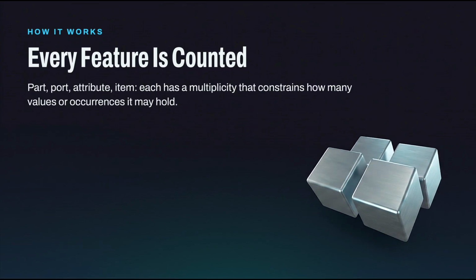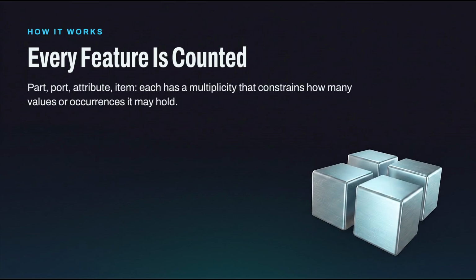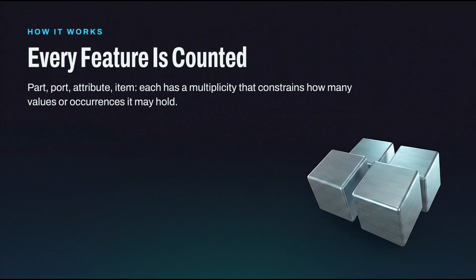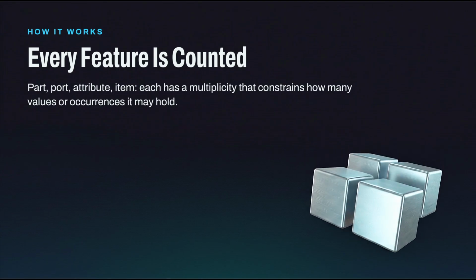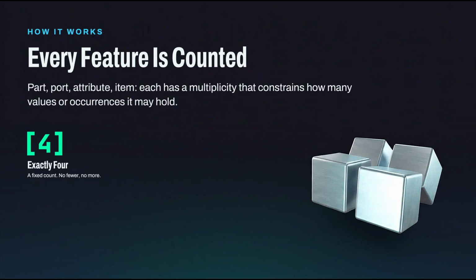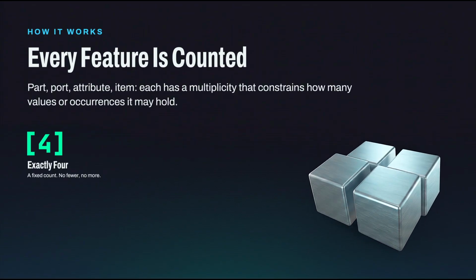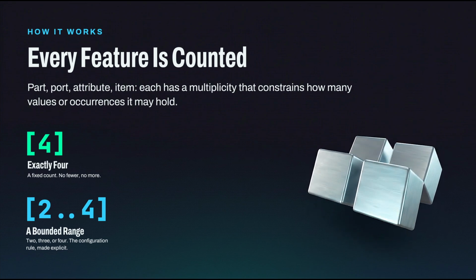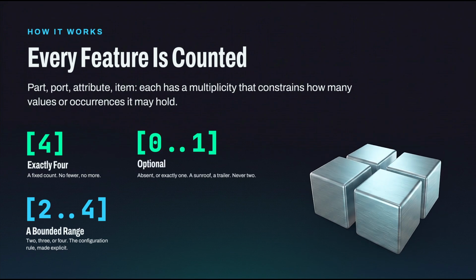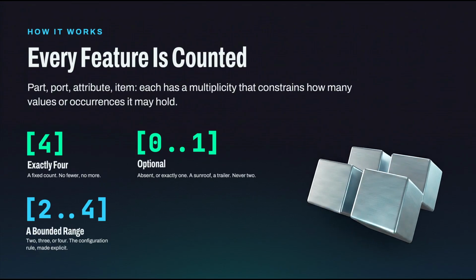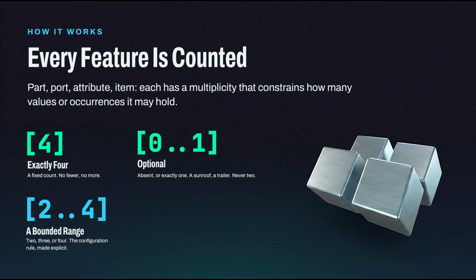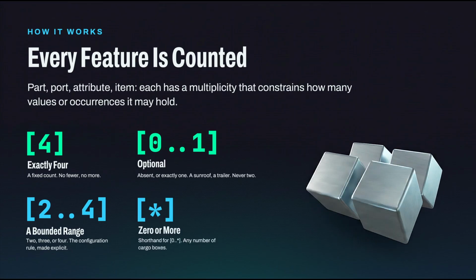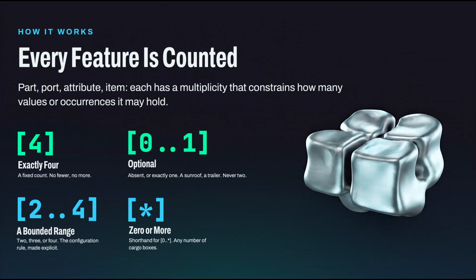Every feature, including a part, port, attribute, or item, has a multiplicity. It constrains the number of values or occurrences that feature may have. Square brackets 4 means exactly 4. Square brackets 2..4 means 2 through 4, inclusive. Square brackets 0..1 means optional. The feature may be absent or may have 1 value. Square bracket asterisk is shorthand for square bracket 0..asterisk, meaning 0 or more.